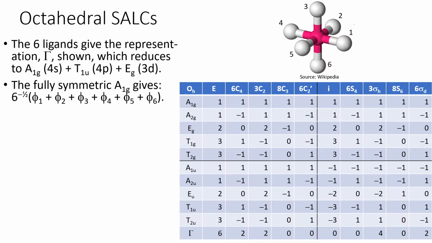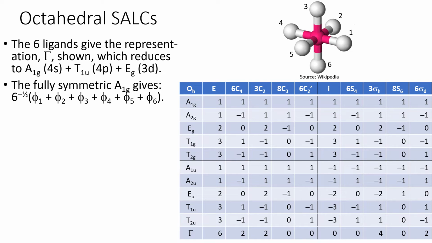The sigma H goes through 4 equatorial ligands, so those 4 don't move. And likewise the sigma Ds, the sigma D will cut through 2 of the ligands, and so those 2 don't move. So that makes sense of all the characters for the gamma representation for the 6 ligand orbitals. Then they reduce to A1G, T1U and EG going through our reduction process.